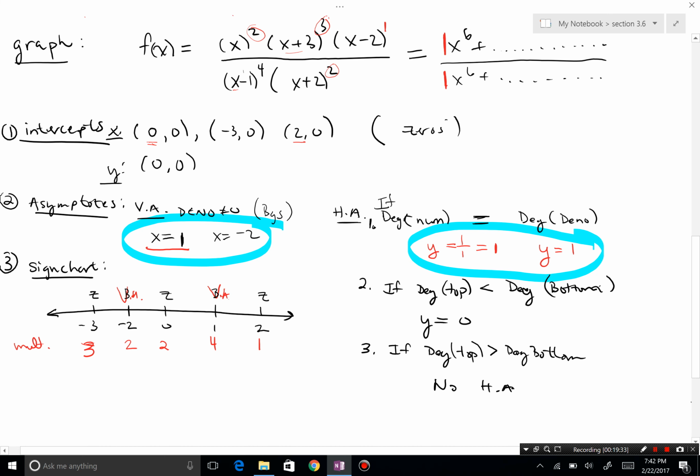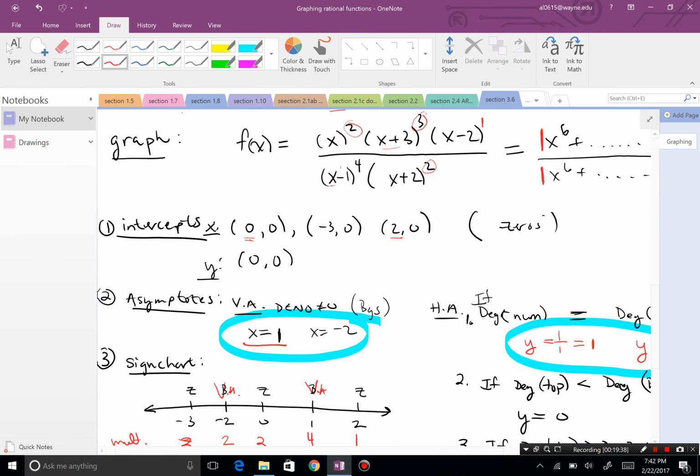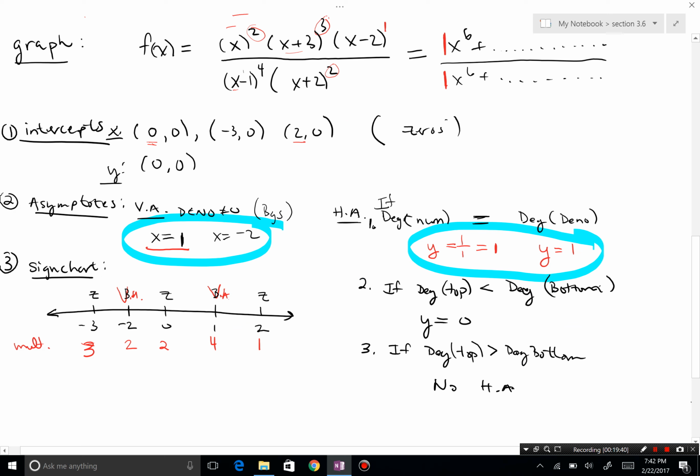Negative 1 squared is positive. Negative 1 plus 3 cubed is still positive. Negative 1 minus 2 is negative. Negative 1 minus 1 to the 4th is positive. Negative 1 plus 2 squared, that's positive. So we have positive times a positive times a negative, which is negative up top. Positive times a positive is a positive on the bottom. That means this is negative.